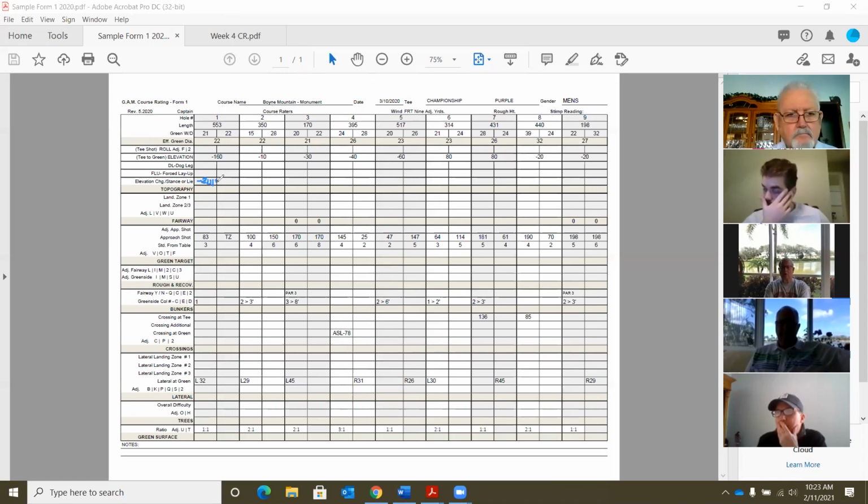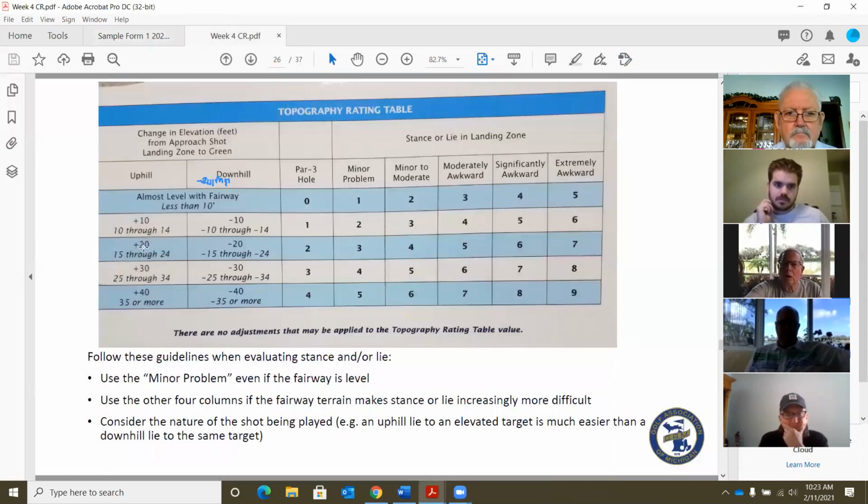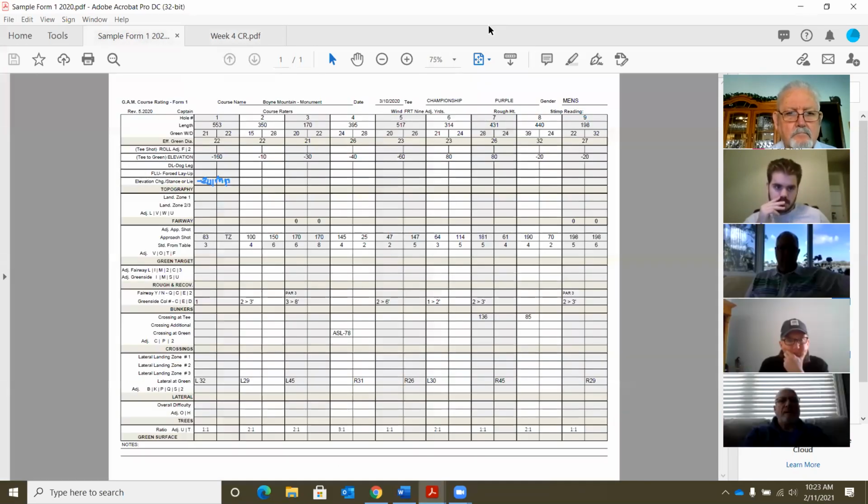So if we say it's a minor problem, so MP, and I apologize for my writing, you'll do better when you have a pencil. If you put 20/MP, that's a code for, if we come back to our chart, it's in the 20 column and it's a minor problem. So 20 and a minor problem is a 3. So we go back to our Form 1, and then we'd have a 3 here for our topography.